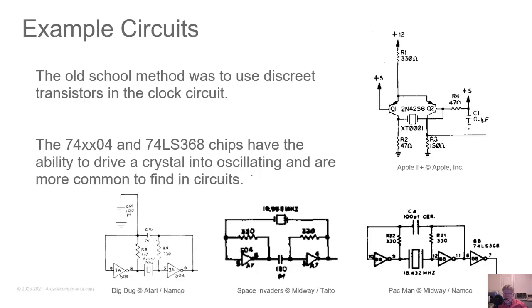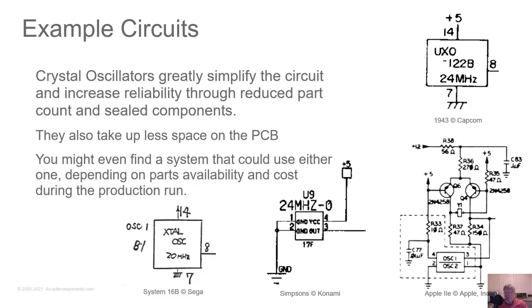Now, next up would be a crystal oscillator. Crystal oscillator, remember those black boxes? Actually, they're a little silver box usually, metal case. They greatly simplify that circuit. They increase reliability, reduce part counts. They're sealed components. They take up less space on the circuit board than all the other discrete components that you're using.